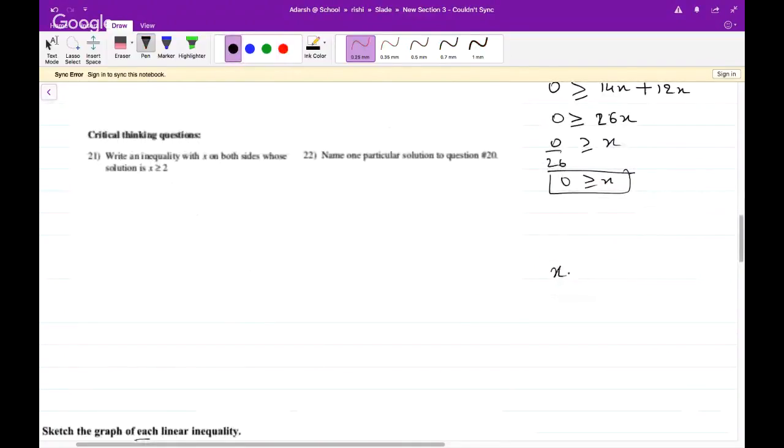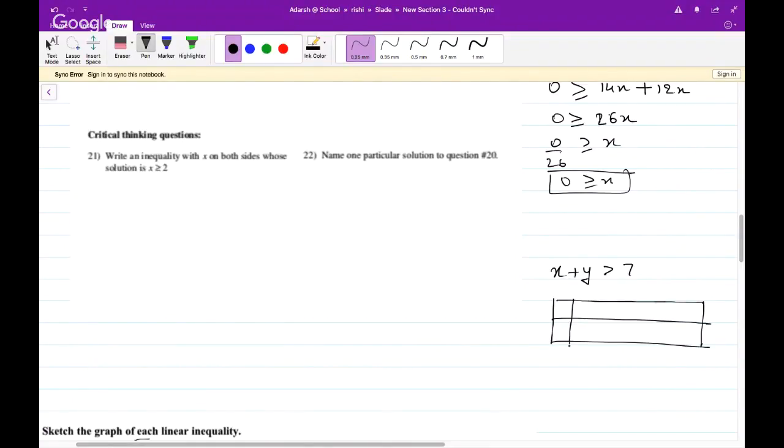That is when you have x plus y greater than 7. This kind of question. So what do you do here? You have to take a box, substitute some values of x and get the corresponding value of y. Assume some value of x, get the corresponding value of y. At least minimum two values of x and y you need. So I'll assume x as 0, 1, 2, minus 1, minus 2.